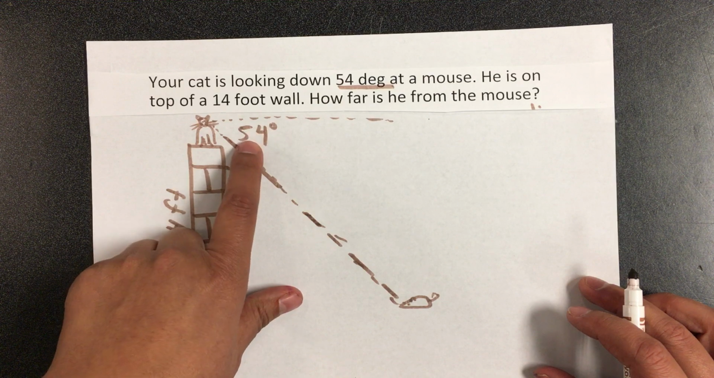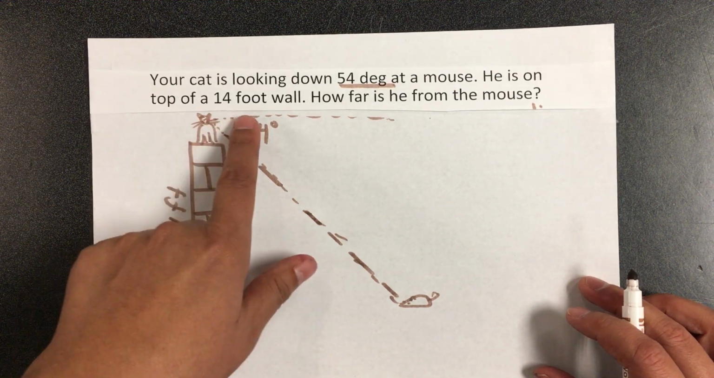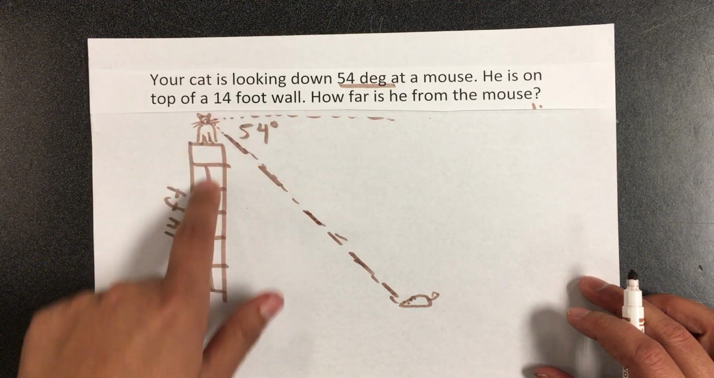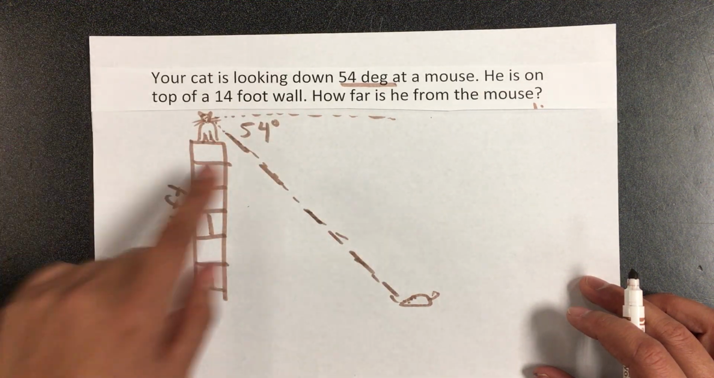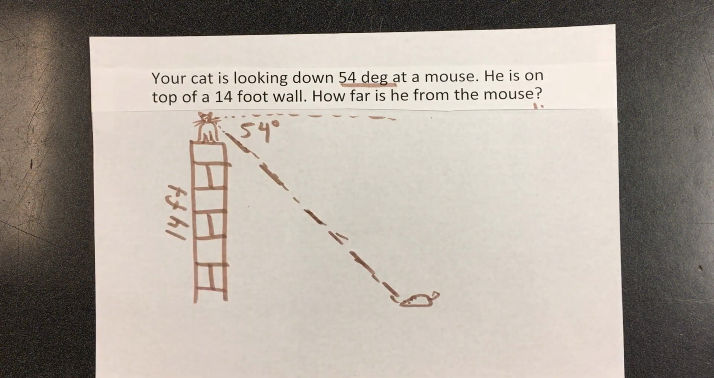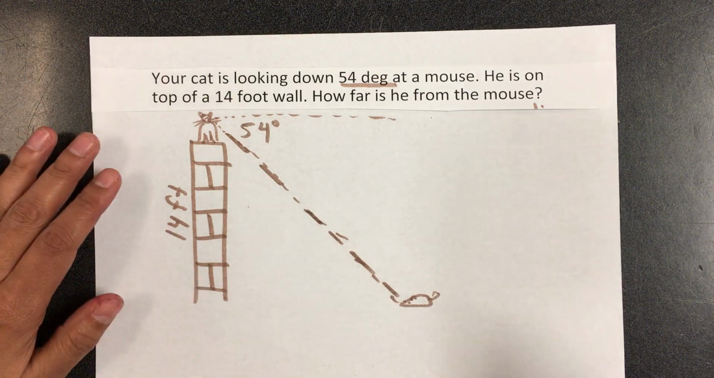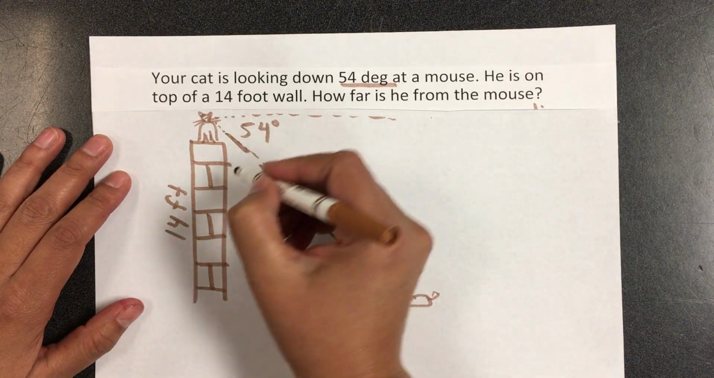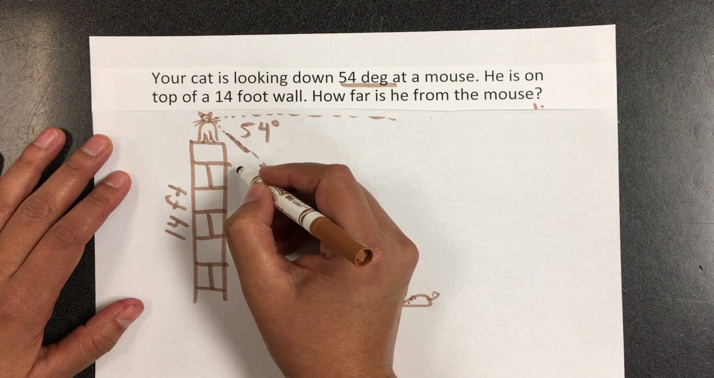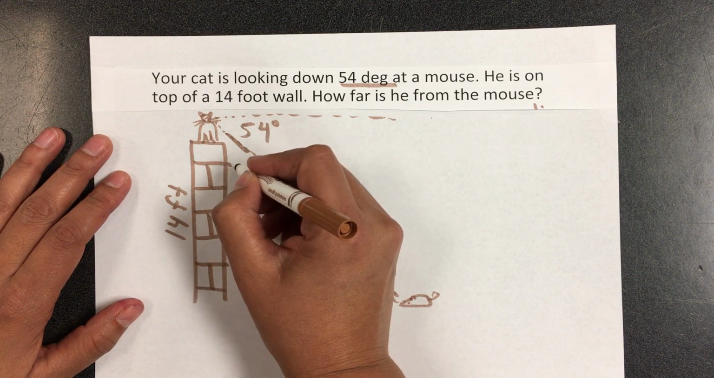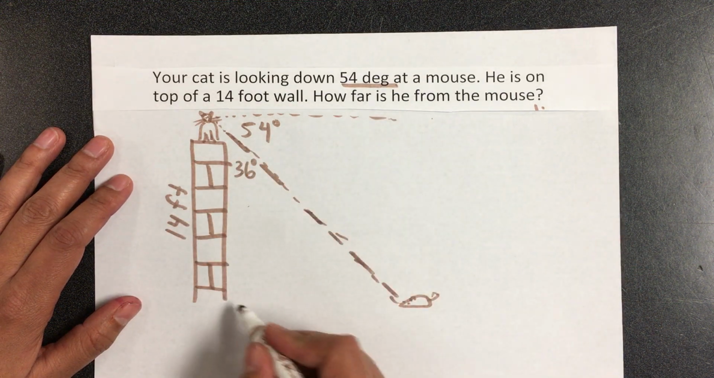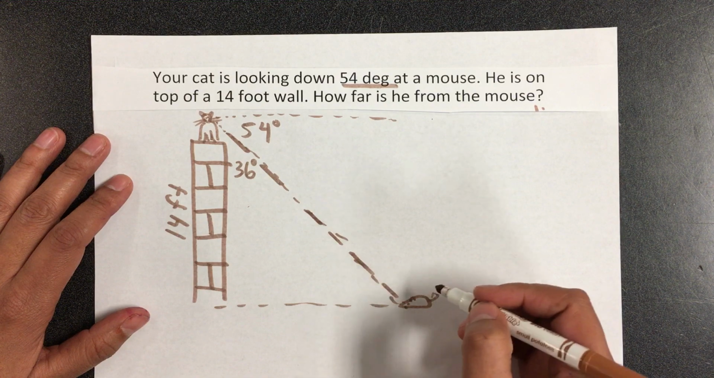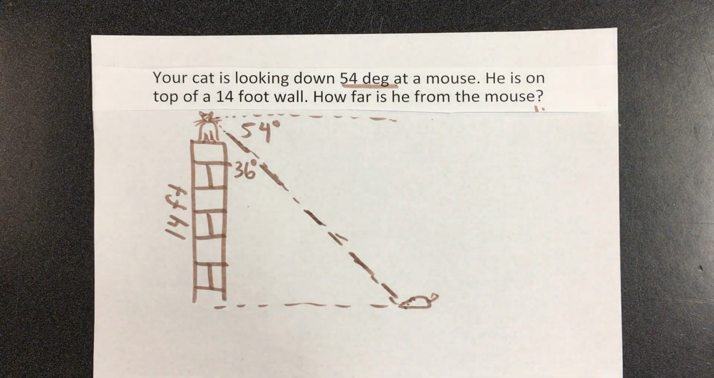So if this is 54 degrees, we can see that in here we have a right angle. Right angle means 90-degree angles. And so if this is 54, what would the other angle be? Well, those are complementary angles. So if this is 54, how many more do I need for 90? Well, that's going to be 36 degrees.